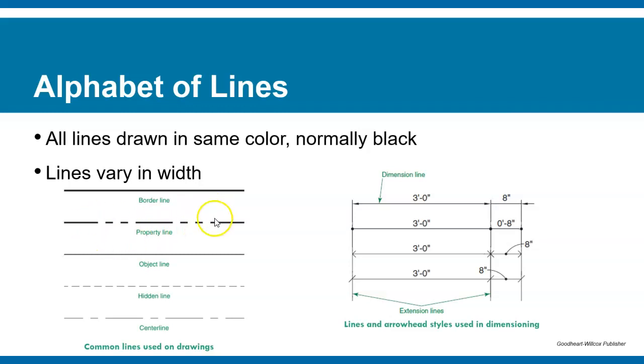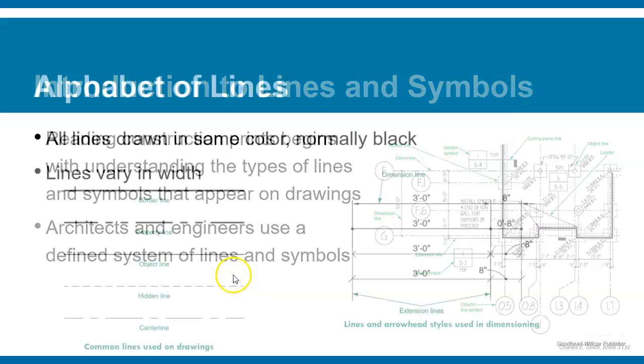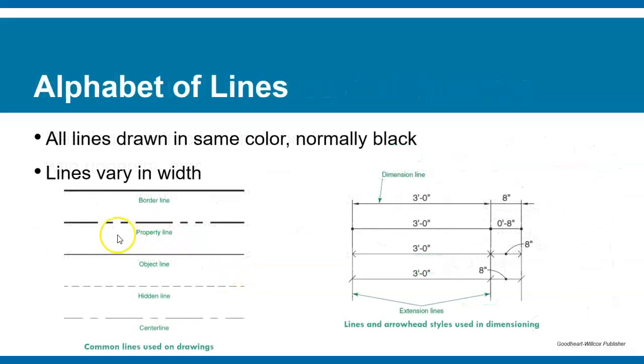Very similar, looks very similar to the previous line we saw here, which was the center line. Notice the center line has a solid line, then a dash, then a solid line. This property line has a solid line, a dash, dash, and then a solid line. And so this is what it represents.